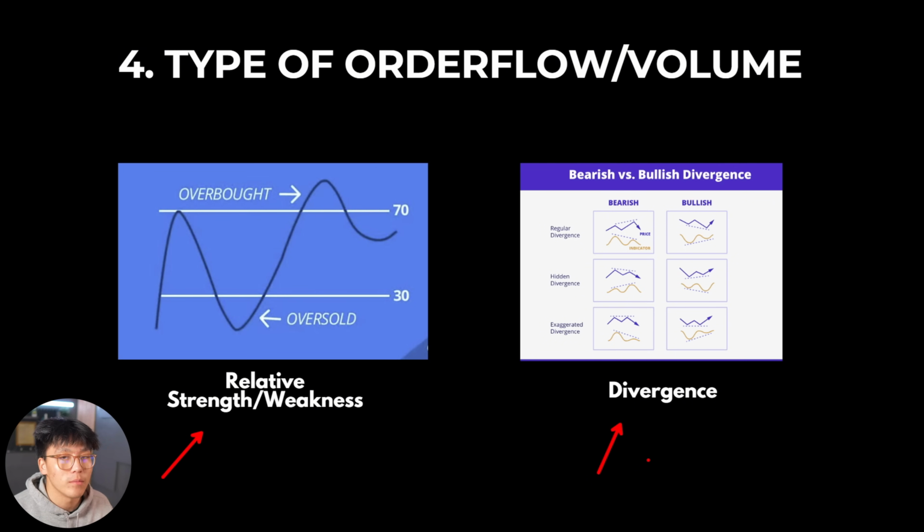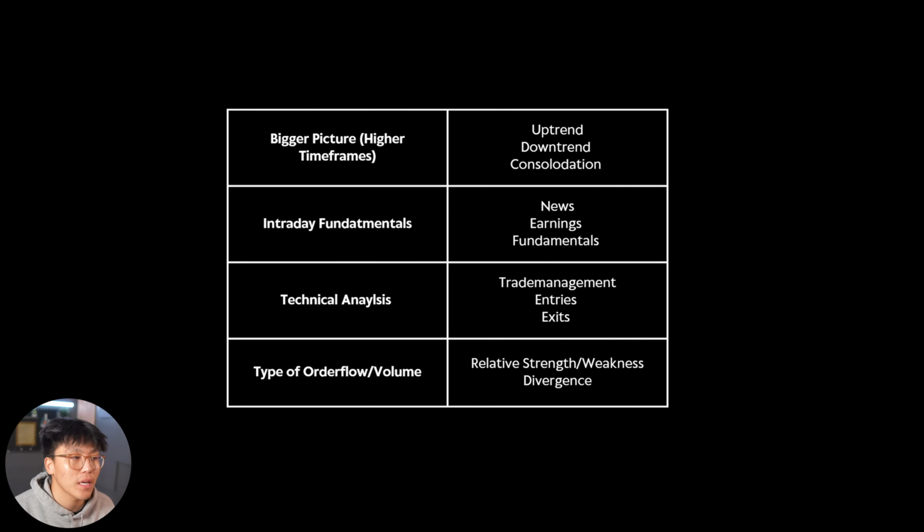What is going on, and how are we able to capitalize and understand what type of divergence we have on the higher time frames? So before we get into some examples, let's quickly go over this 4-step checklist again and how we can implement this in real time. So the first thing that we look for is bigger picture, higher time frames. What's going on the higher time frames?